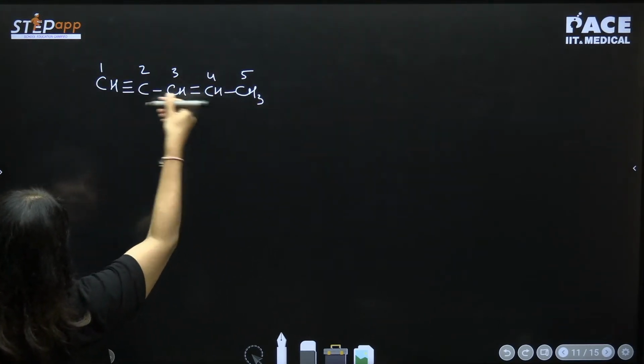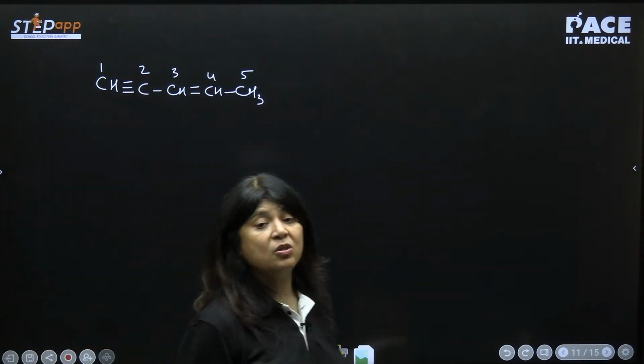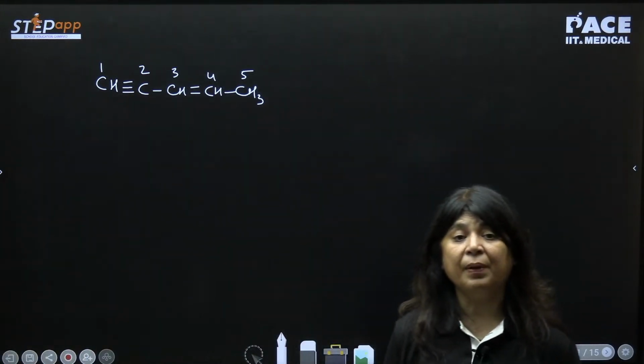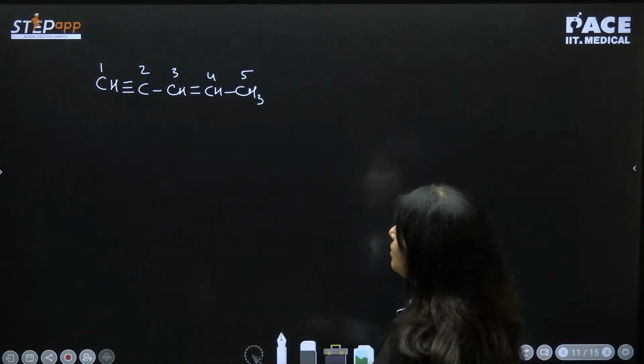If I number it from right to left, I'll get 2 and 4. So 1 and 3 will give me a smaller sum of locants as compared to 2 and 4. So this is the correct numbering. Now let us name this compound.